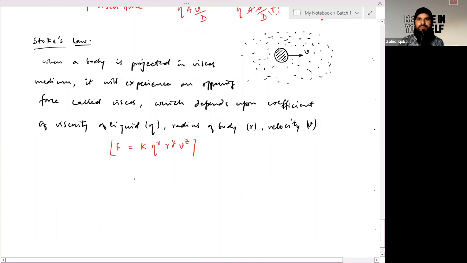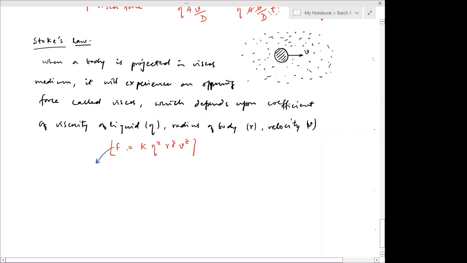Now just tell me what we'll do next to calculate the value of x, y, z. Iba, what will we do next to find the value of x, y, z using this expression? You'll say, write the dimension of each quantity on both sides, then compare the exponents of the same term, and you will get the value of x, y, z. Okay, Hamza? Yes, sir.